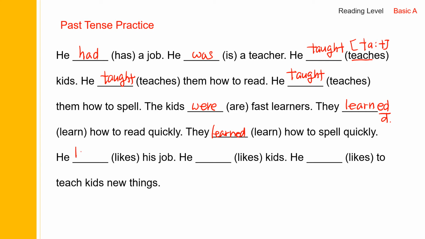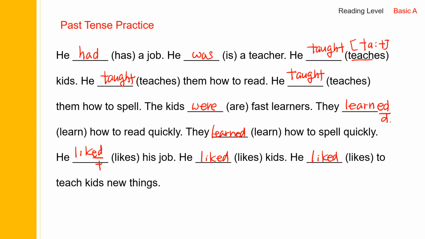He liked. Like E-D, and then this E-D sounds T. So you say liked. He liked his job. He liked kids. He liked to teach kids new things.